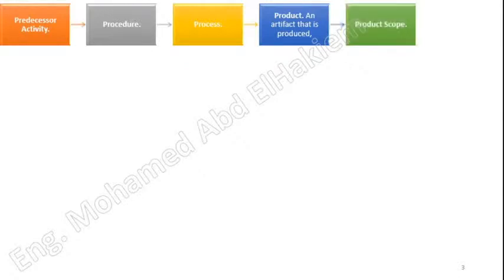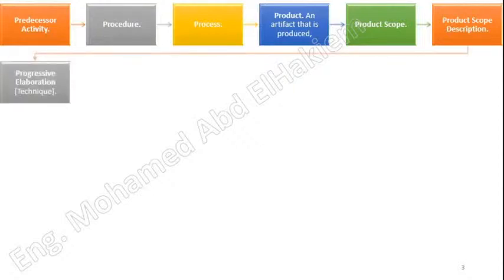Product scope. The features and functions that characterize a product, service or result. See also scope. Product scope description. The documented narrative description of the product scope. Progressive elaboration, technique. Continuously improving and detailing a plan as more detailed and specific information and more accurate estimates become available as the project progresses, and thereby producing more accurate and complete plans that result from the successive iterations of the planning process. Project. A temporary endeavor undertaken to create a unique product, service, or result.